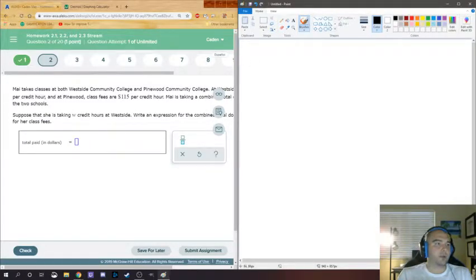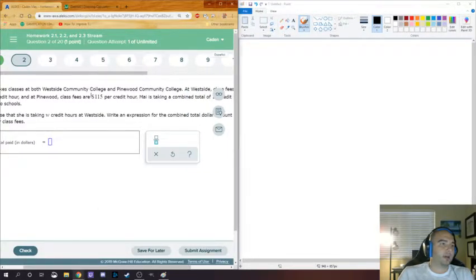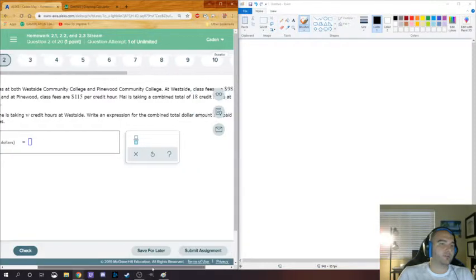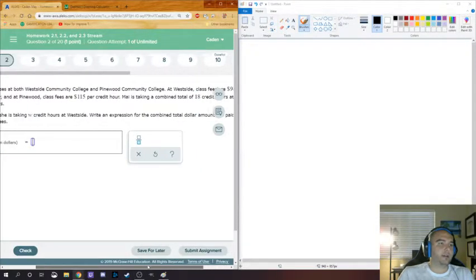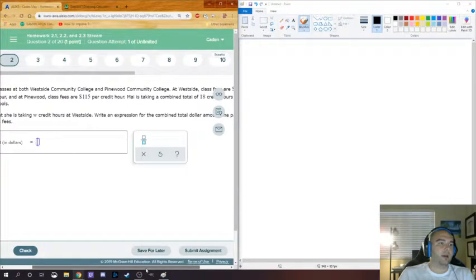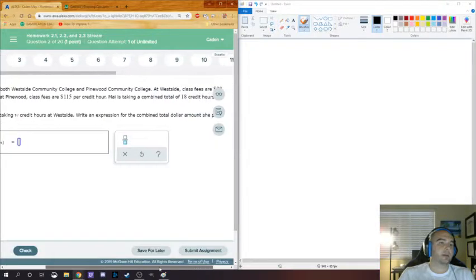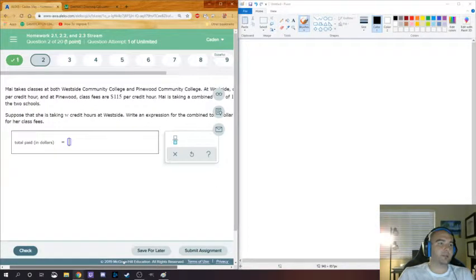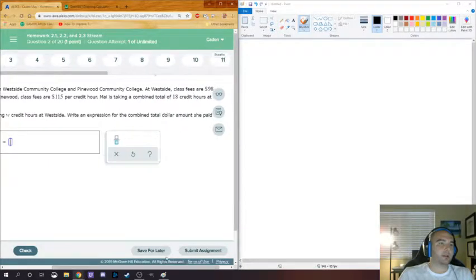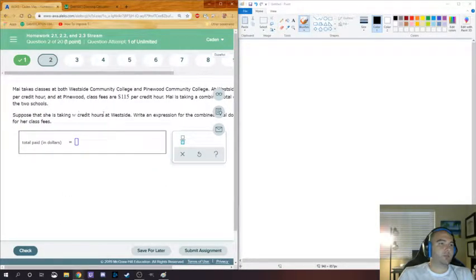Okay, so next problem. It says Mai's taking math classes at a community college, Westside, and Pinewood Community College, 2 different colleges. The fees are $98 per credit hour at Westside and $115 at Pinewood. Oh, okay, sorry, I read that a little poorly. 98 at Westside, 115 at the other one, okay? She's making a total of 18 credit hours. And suppose that W is the west side.